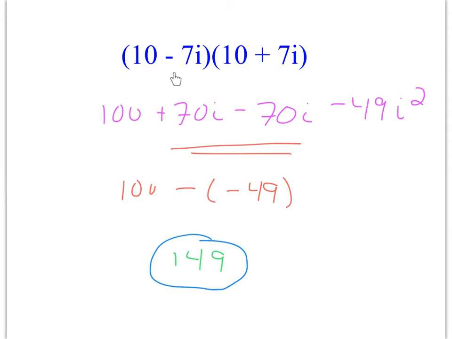But when I FOILed, I got 10 times 10 is 100. 10 times 7i is 70i. Negative 7i times 10 is negative 70i. And negative 7i times 7i, of course, is negative 49i squared. Our middle terms, 70i and negative 70i, canceled out. And over here, I have i squared, which of course is negative 1. So what I had here is 100 minus negative 49. So this minus minus becomes a plus, and I have 100 plus 49, and my final answer of 149.